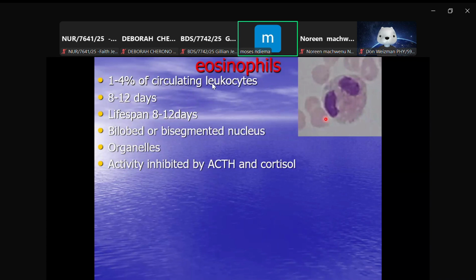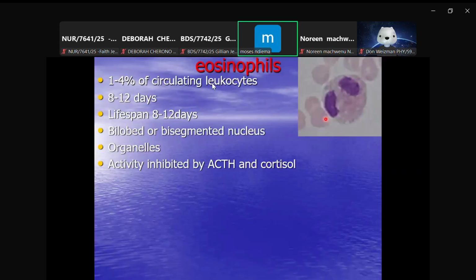This one has about 3 lobes. And you can note also the Barr body. So these are the neutrophils you're able to recognize here. 1, 2, 5 neutrophils in this blood smear.